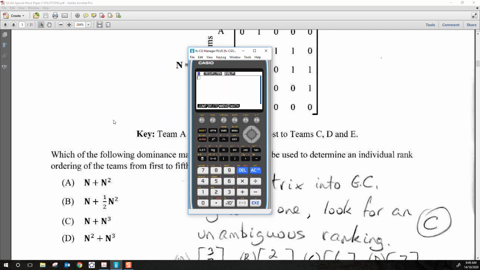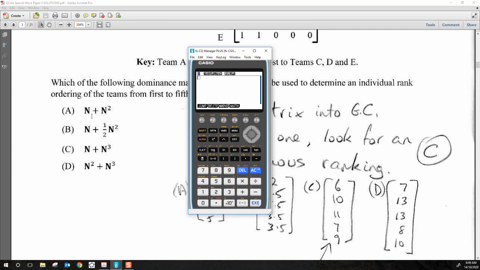Now, the first choice for this thing is n plus n squared. Well, we called it A, didn't we? Now I have to get to where the matrices are stored. So I'll have to go options, matrices, matrix A, plus, and then I want matrix A squared. And when I enter that, I get a 5 by 5 matrix, of course.